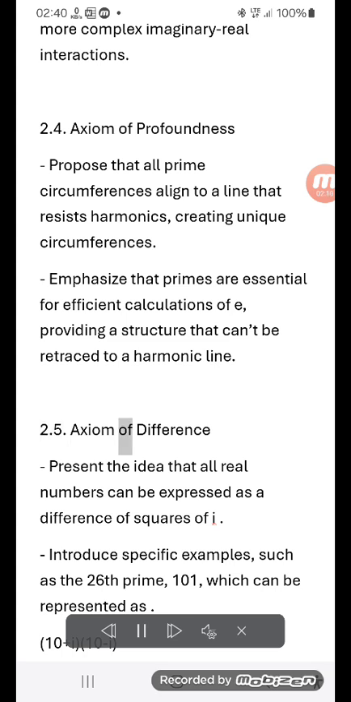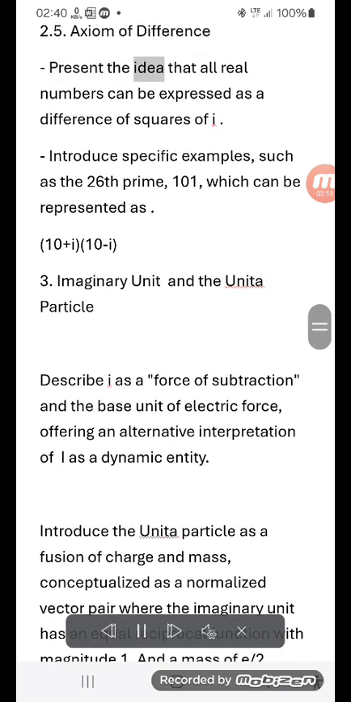2.5. Axiom of difference. Present the idea that all real numbers can be expressed as a difference of squares of I. Introduce specific examples, such as the 26th prime, 101, which can be represented as 10 plus I, 10 minus I.